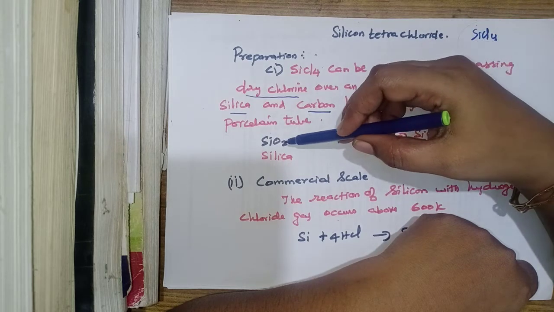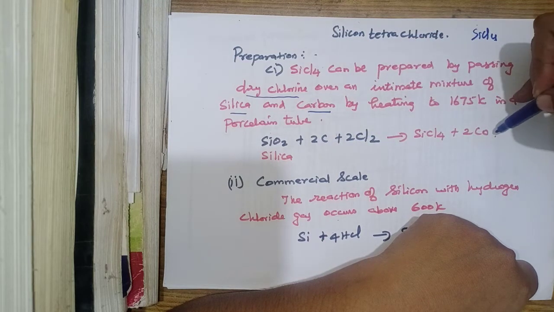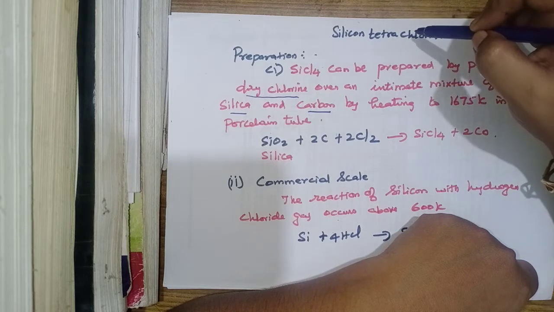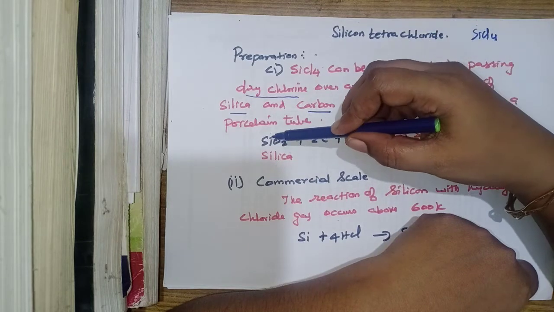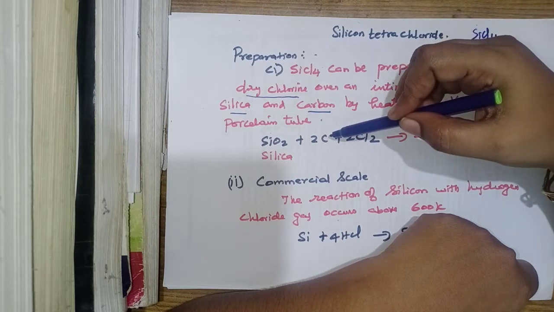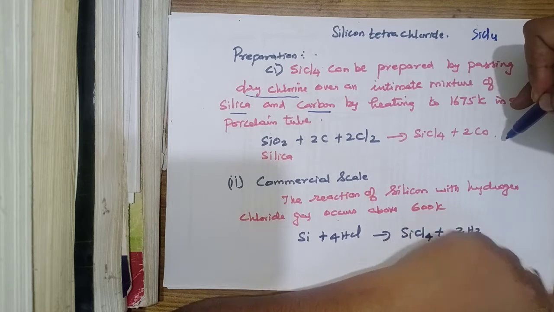Then carbon, here is O2. Now take 2 moles of carbon, giving 2 carbon monoxide. So to prepare silicon tetrachloride, take silica, SiO2, with carbon and pass dry chlorine. It gives silicon tetrachloride and carbon monoxide.